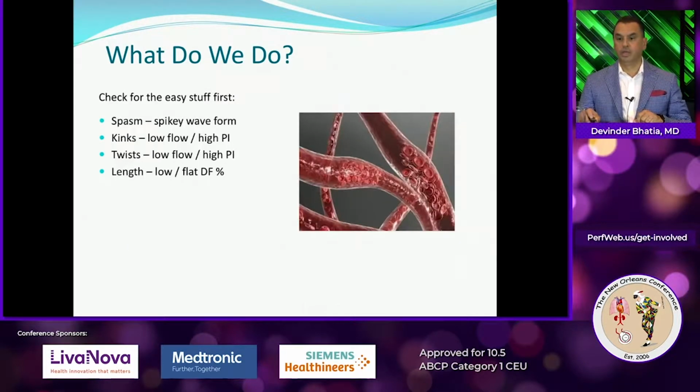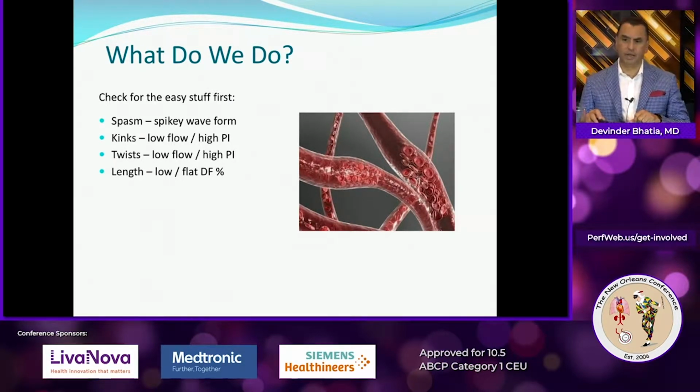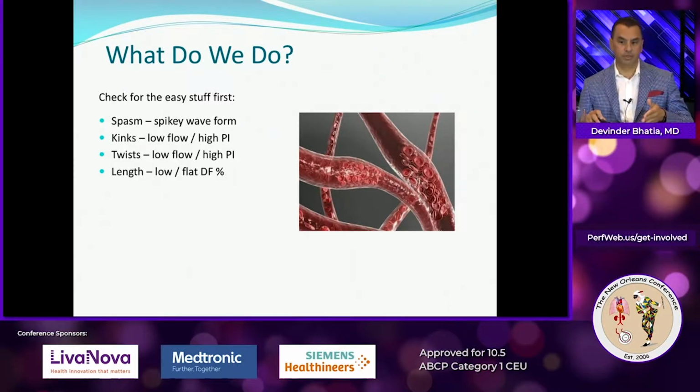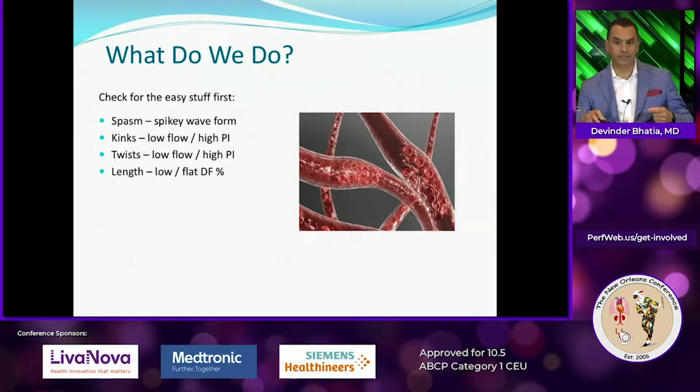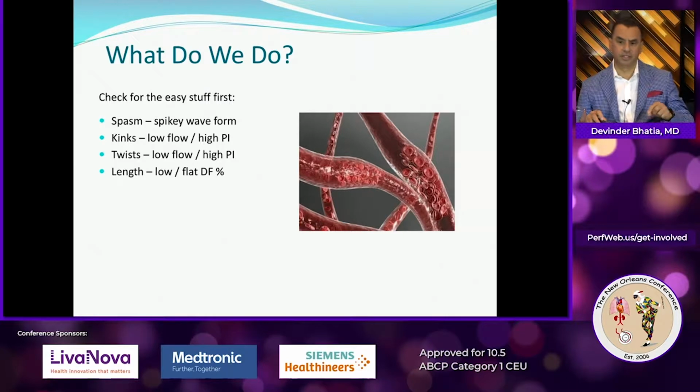So when we do find the abnormal flows and the things that we're not comfortable with, the easy stuff we have to check for first is spasm. We see a spiky waveform. Kinks, where we talked about you have a low flow and a high pulsatility index. Kinks are equal to occlusion, basically. Twists, again, low flow, high PI. All of these are just by examination. I mean, we obviously know how to see a kinked vessel and a vessel that's twisted.